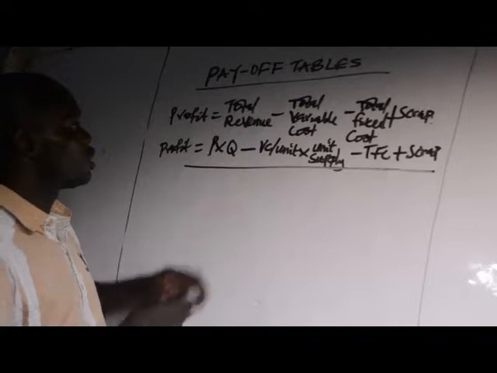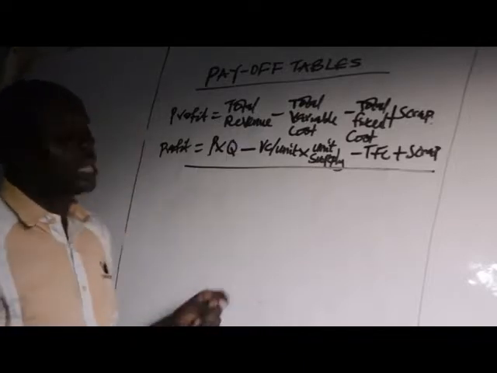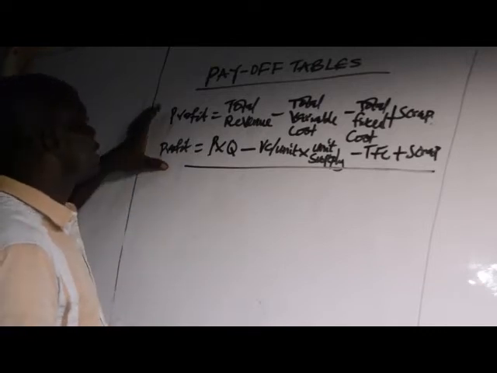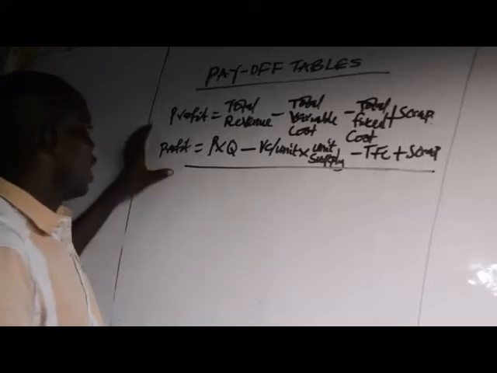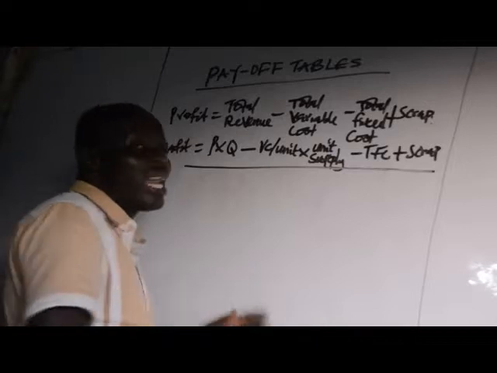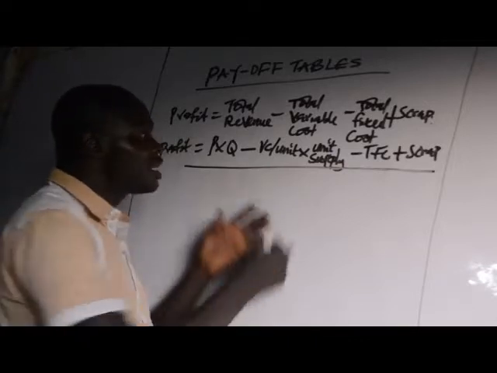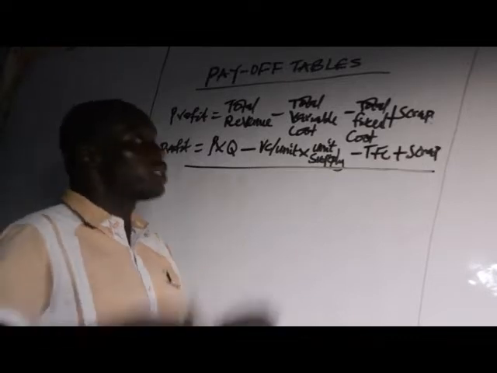So this is the formula for calculating the profit. This is our focus under this topic. Now, this formula will be better explained using the example. I want you to know that the scrap, the amount you realize from the sales of a product as a scrap, is different from the cost you incur in disposing it off.